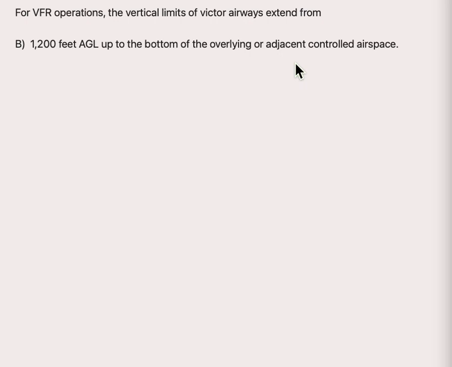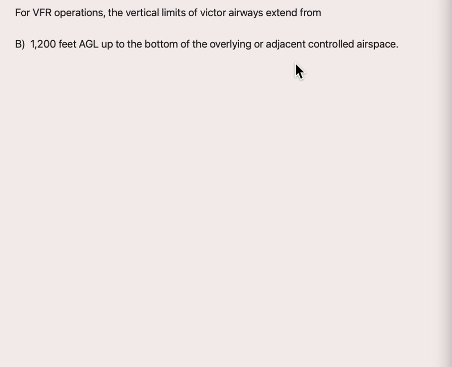So, once again, for VFR operations, the vertical limits of Victor Airways extend from 1,200 feet AGL up to the bottom of the overlying or adjacent controlled airspace. And to explain this one, 3 fixed route systems are established for air navigation purposes. They are the Federal Airway System, consisting of VOR and LF routes, the Jet Route System, and the RNAV route system. To the extent possible, these route systems are aligned in an overlying manner to facilitate transitions from each.